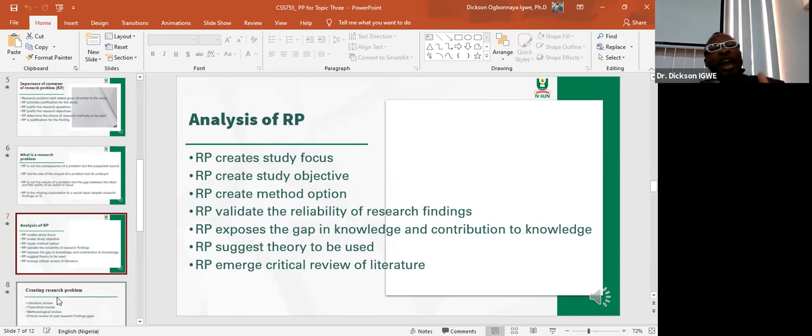Research problem therefore exposes the gap in knowledge and contribution to knowledge. A research problem that has not created a gap is not a research problem. A research problem whose gap is not filled by research findings, that research is not research. So the contribution to knowledge is measured by how much it is able to fill the gap in knowledge that was identified from the research problem.